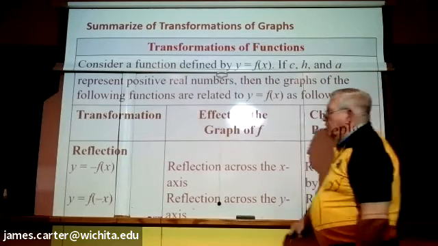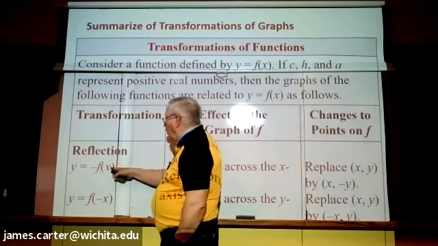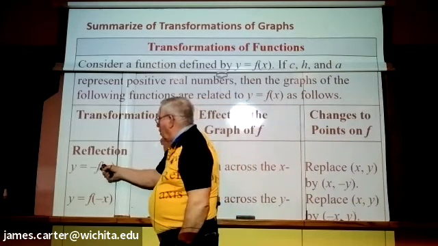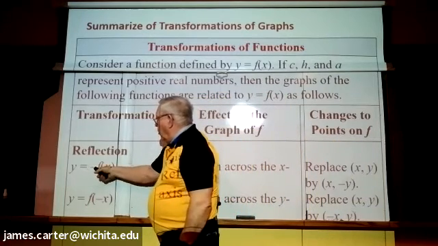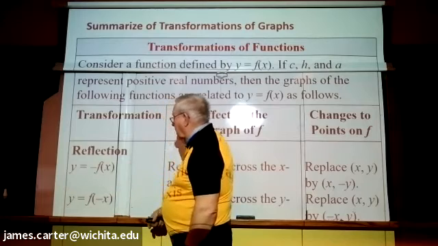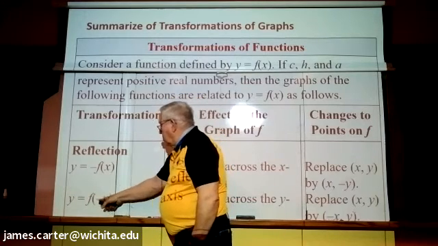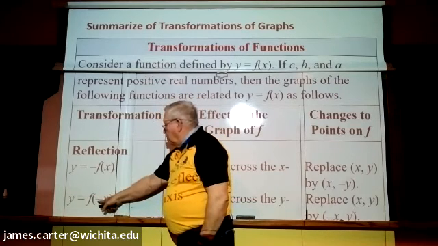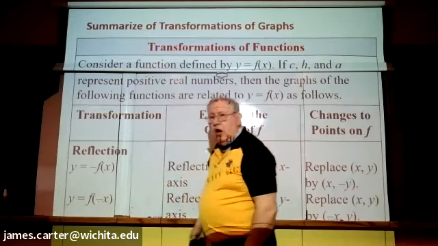Okay, reflections we just talked about. Here's the notation that means that we're going to change the y values. F of x is y, so we're going to make all the y's opposite sign. This one is the notation showing we're going to change all the x's to opposite sign.